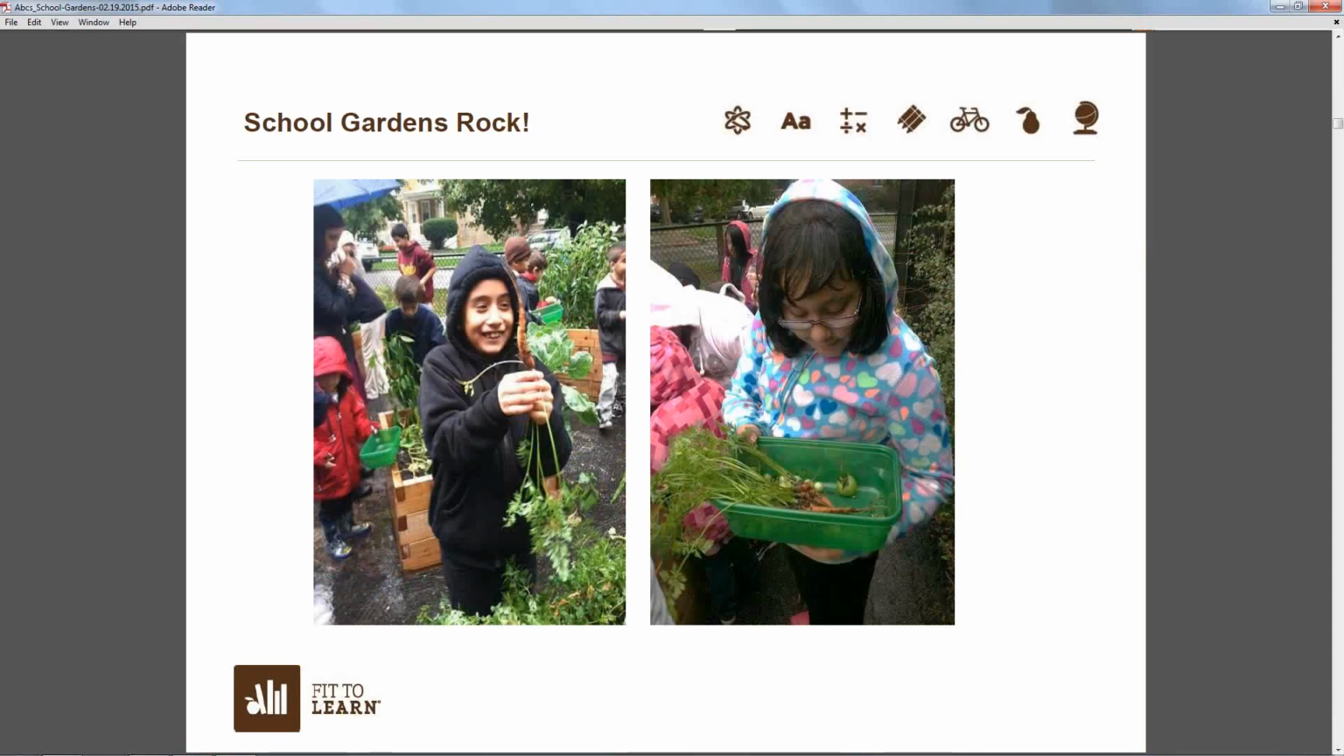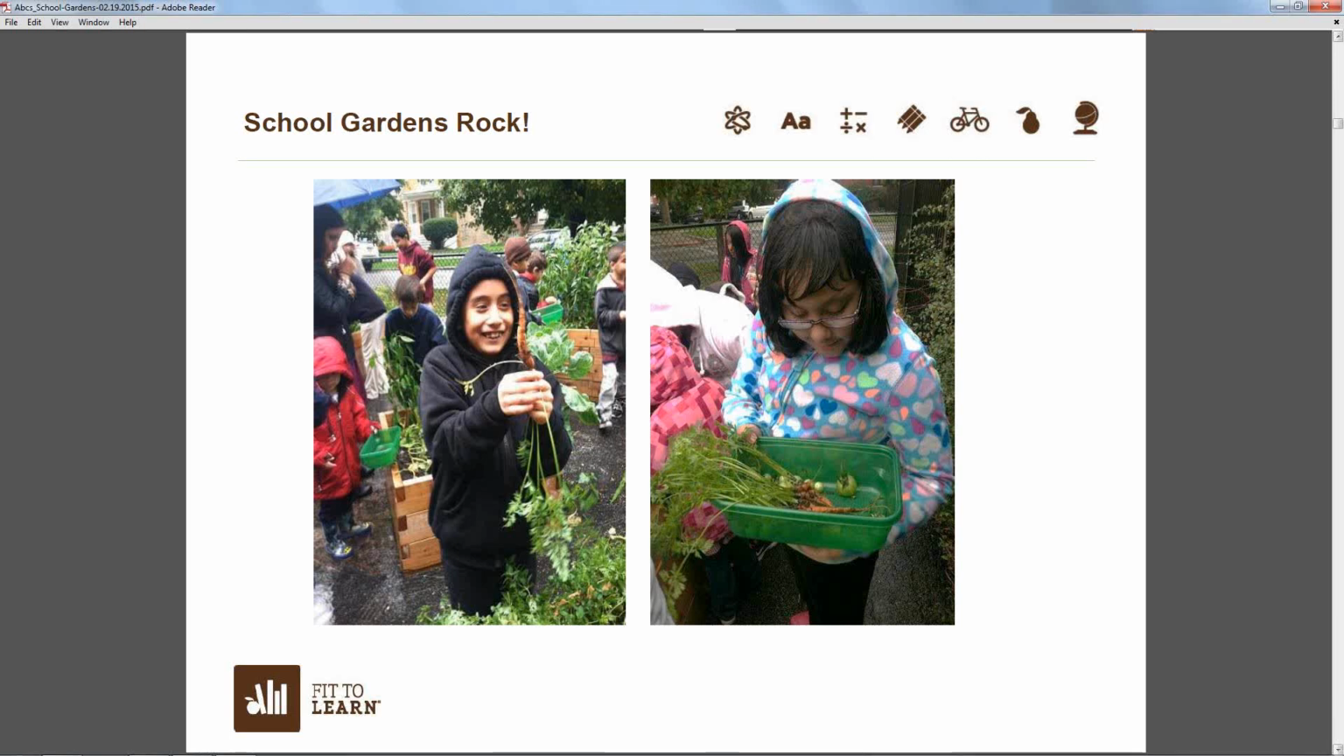Right, so the topic of today is school gardens, and what's so fantastic about school gardens is that you have reactions like this. You see a student holding a carrot. This is from a harvest that they did earlier. I think it was actually last school year.